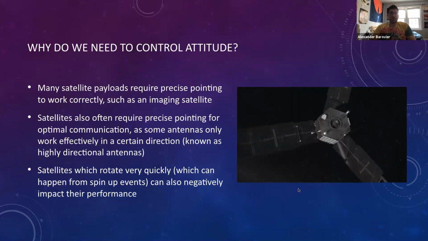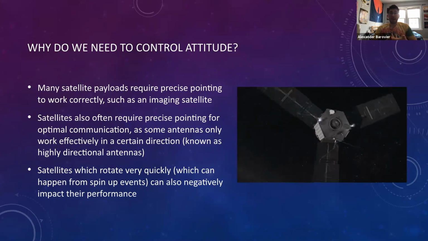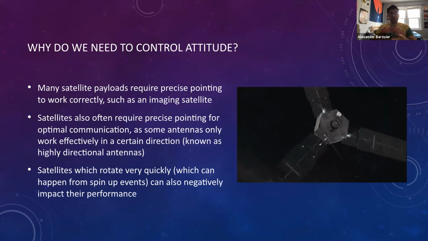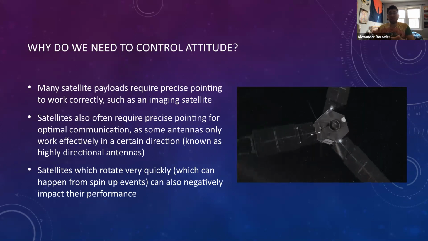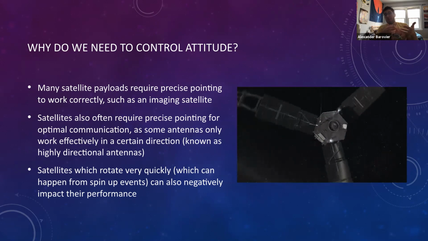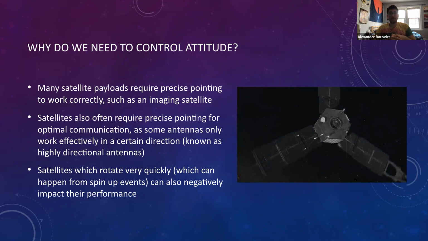So why do we even want to control attitude? A lot of payloads, so think imaging satellites, like Google Earth, that kind of stuff, because they use things like cameras, they need to be really precise, which means very precise attitude control. So they need to be pointing at a very specific spot. Like say you want to take a photo of Toronto, if you're off by just a little bit, because of that really far distance, it makes a really big difference. So you need to have very precise pointing for certain things.